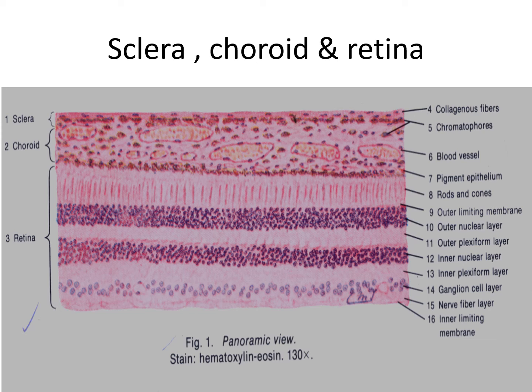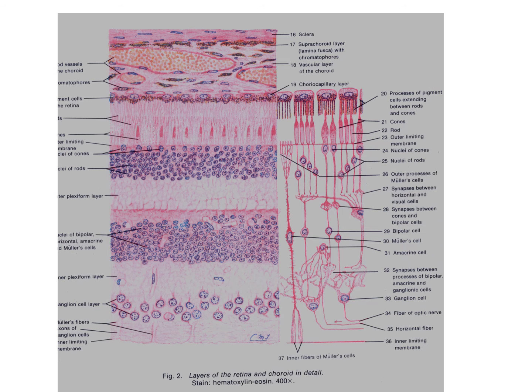But you cannot identify these eight to nine layers of the retina in lower magnification. So this is the histological appearance of the sclera, choroid, and retina. Here you can see the sclera, and in a detailed electron microscope study, the layers of the retina. This is the sclera, then the suprachoroidal layer, then the choroid, the vascular layer of the choroid. Here there is a choroidocapillary layer, and this layer shows the processes of the pigment cells extending between the rods and cones. This layer is the rods and cones layer.